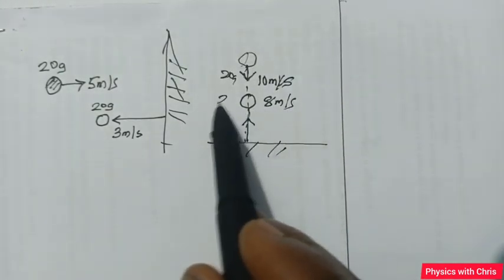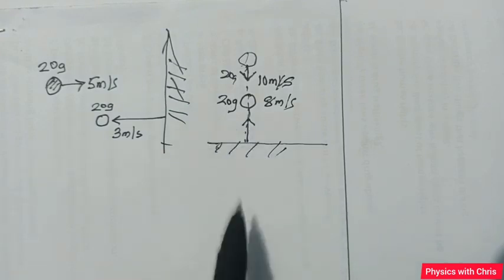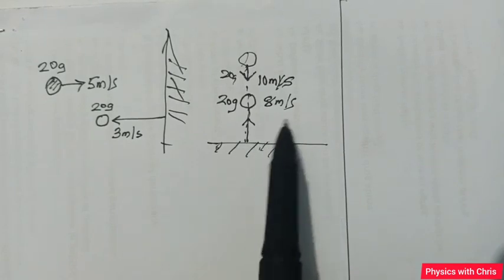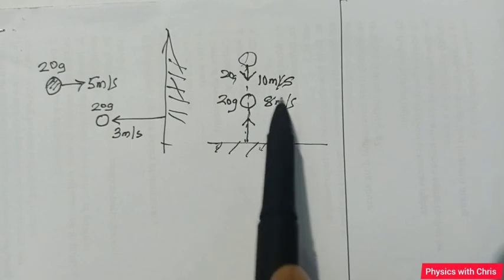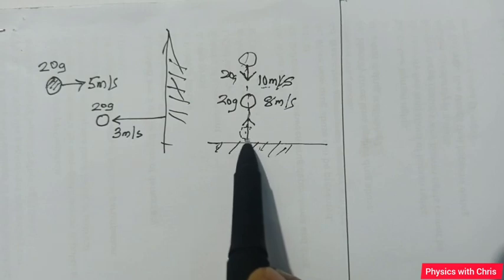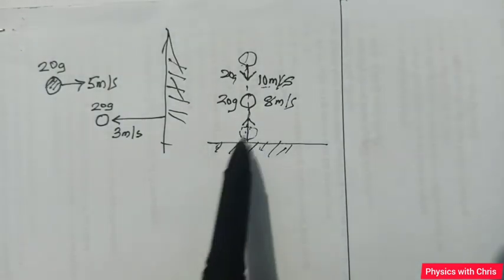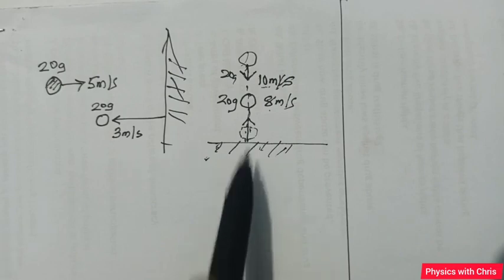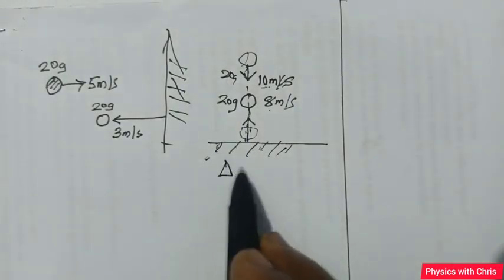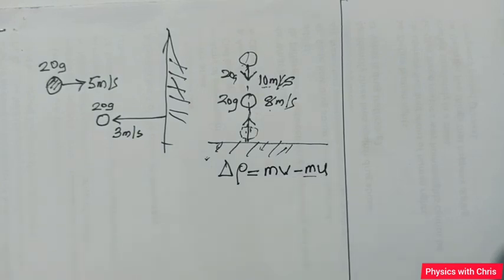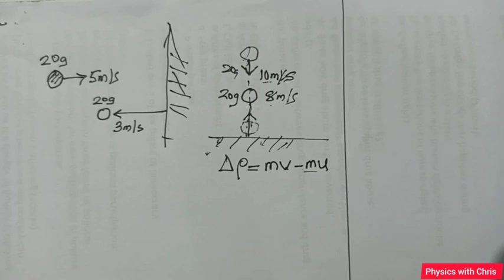Here we see there's a loss of kinetic energy, because when it was moving towards the hard surface, it moves downwards with a constant speed of 10 meters per second. That is the speed of the ball just before it makes contact with the floor, and then it rebounds with a lesser speed, 8 meters per second. How do we find the momentum change of this object? The momentum change is the final momentum minus the initial momentum. We always state this as the equation for the change of momentum of the body.